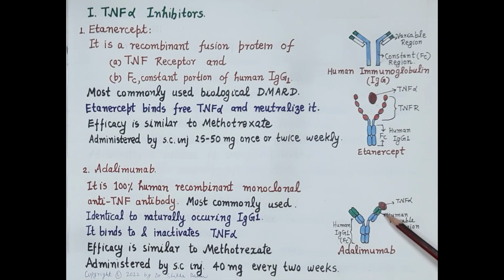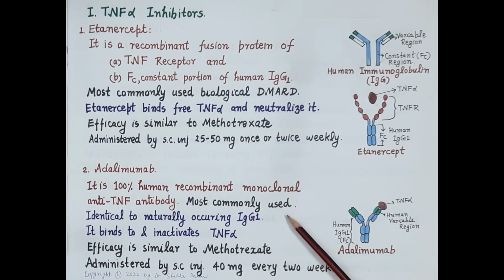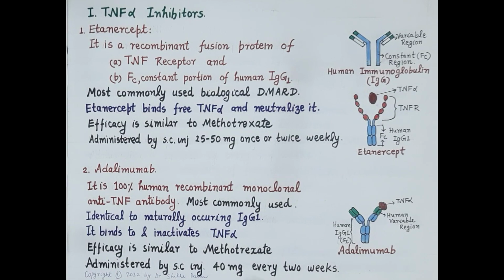So this is tumor necrotic factor alpha. Adalimumab binds to tumor necrotic factor alpha and inactivates it. Now it is the most commonly used DMARD, and its efficacy is similar to that of methotrexate, and it is administered by subcutaneous injection, 40 milligram every 2 weeks. So this is about adalimumab.